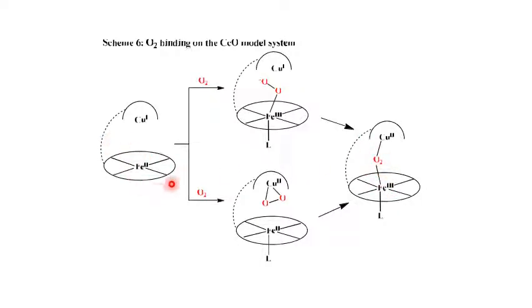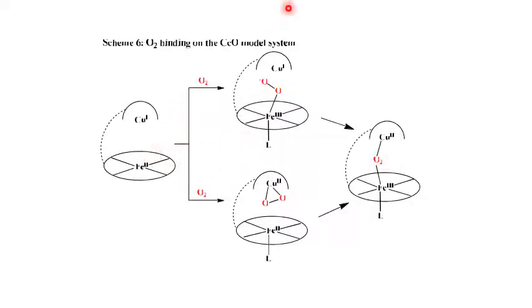Another possibility is that oxygen first takes up the electron from the copper side. It will form this superoxide, this kind of bridging form, and then it will interact with the iron and ultimately give the same iron 3 copper 2 peroxide species. So there are two kinds of possible mechanisms.